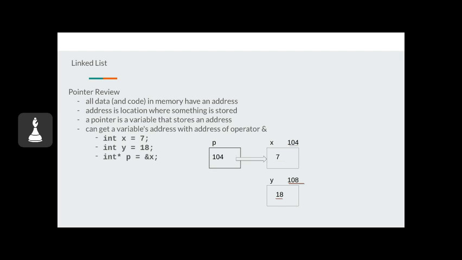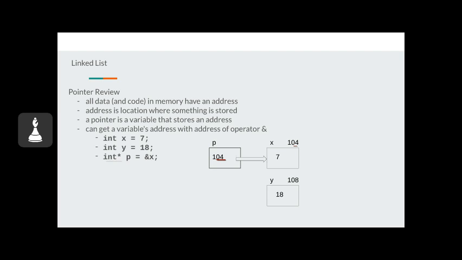We can access a variable's address by using the address operator, or putting an ampersand in front of the variable name. So this line here, ampersand x, means take the address of x, get us the address of x, and then the address of x is stored in the variable p, which is an integer pointer. So what happens then is we get the address of x, which is 104, and we store it in the variable p, so that's why p has this value 104.